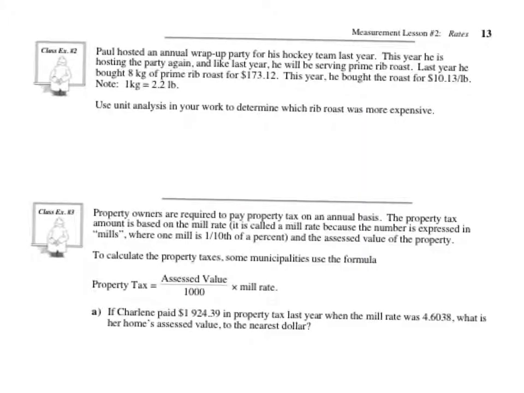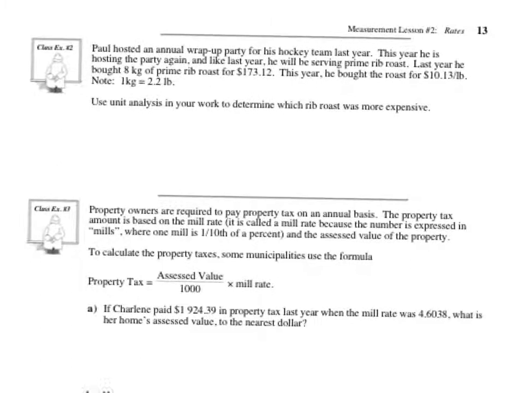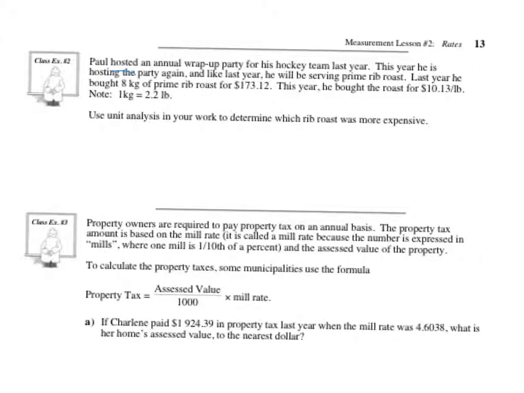All right, here is the last couple examples. Paul's hosting an annual wrap-up party for his hockey team. Last year he bought 8 kilograms of prime rib roast for $173.12, and this year he bought it for $10.13 per pound. Note, 1 kilogram is equal to 2.2 pounds. So the difference is the first one is in kilograms, and the next one is per pound.